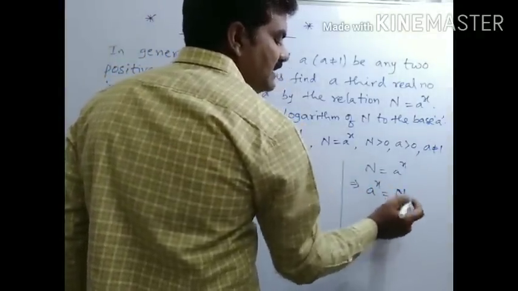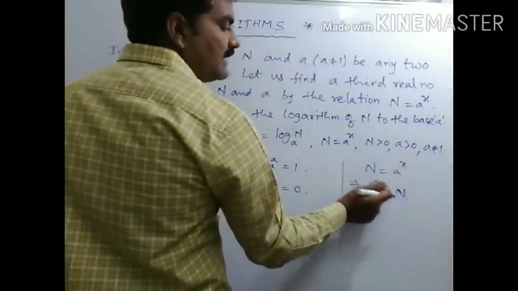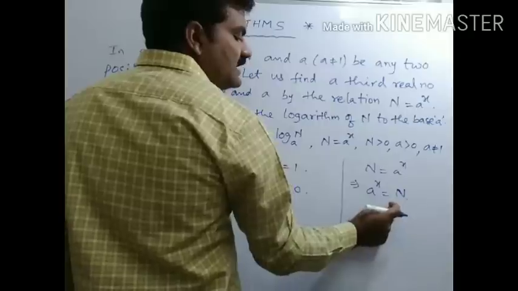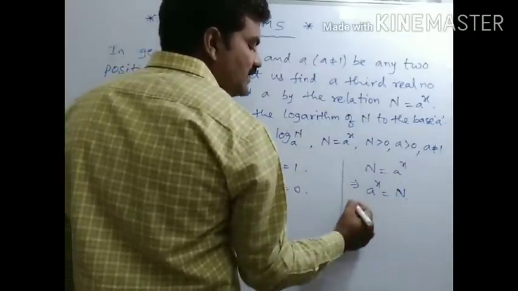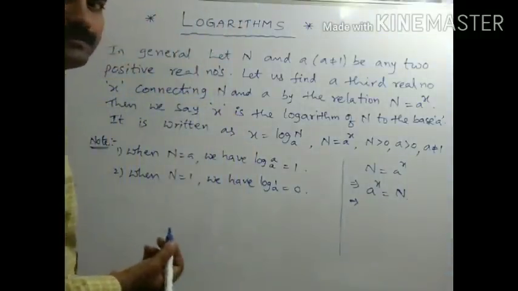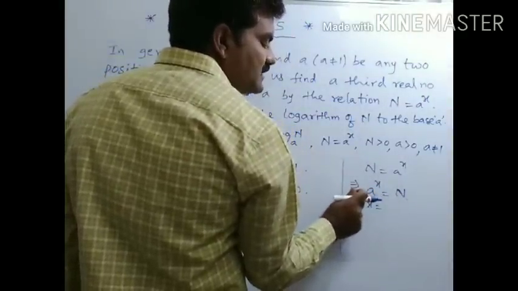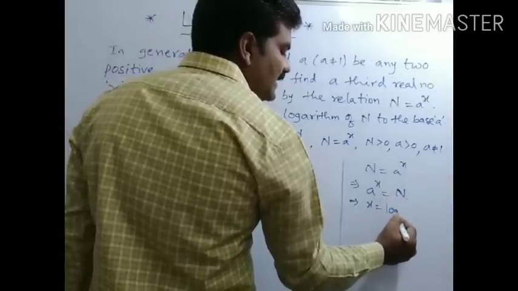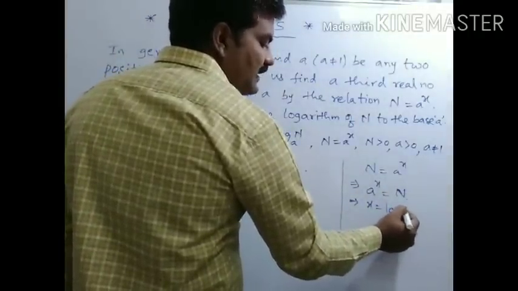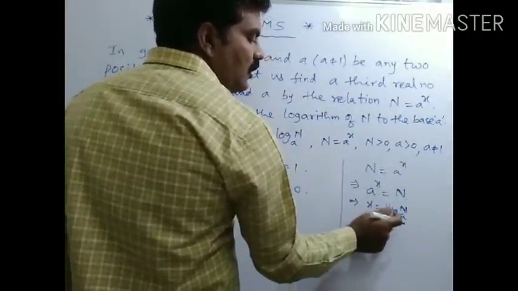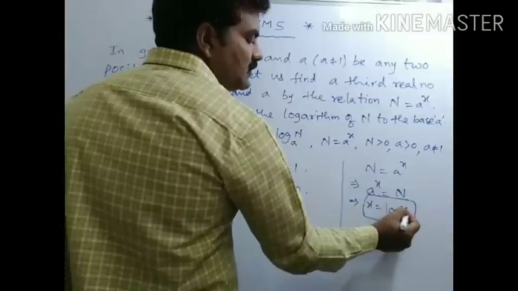This is the relationship between three positive real numbers, small a, small x and small N. This is the exponential form, where a is the base and x is the power. Now I want to write it in logarithmic form. For that, what to do? Very simple: x equals, this ordinary base, on sending to that side, we write it as the logarithmic base, and the number remains as it is. So read it as x equals log N to the base a.